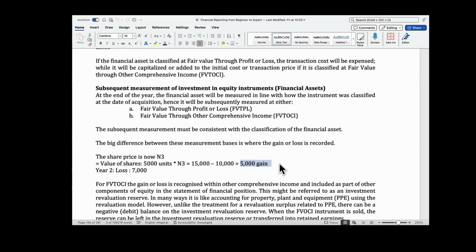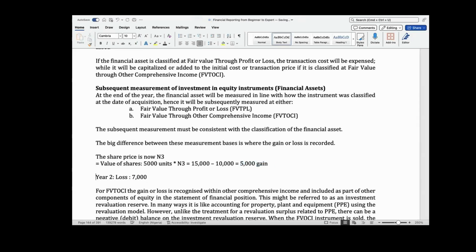So you debit the financial assets with 5,000, you credit P&L. Again, if you're measuring at fair value through OCI, that means this 5,000 naira gain will be credited to OCI and you debit the financial asset. Okay? So please note that as well. And note that if it were to be a loss, it's the same thing, just that losses will now be debits. You debit P&L, you now credit the financial asset. It's like the reverse of that.